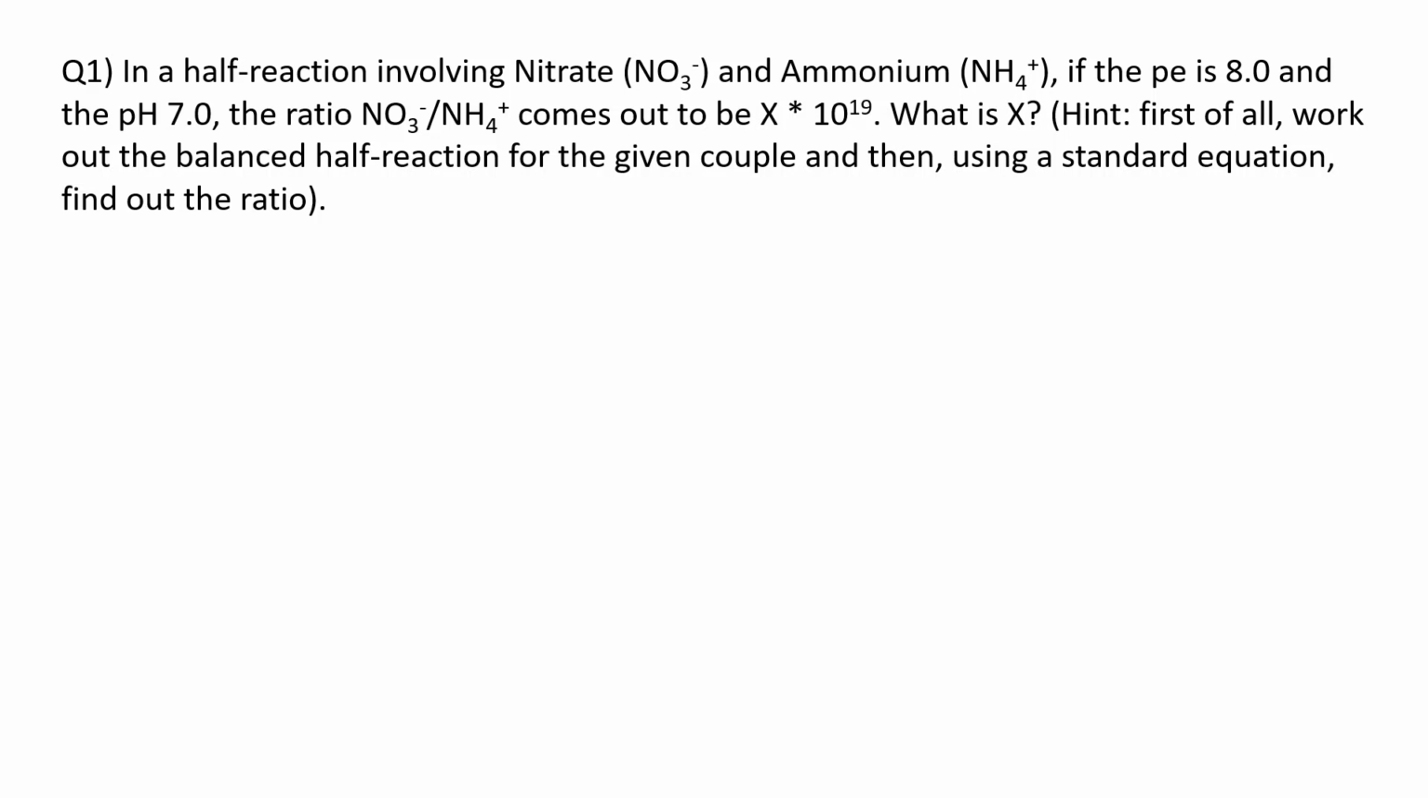So question number 1 is: in a half reaction involving nitrate and ammonium, if the pE is 8.0 and the pH is 7, the ratio of nitrate to ammonia comes out to be X times 10 raised to the power 19. So this is the ratio of nitrate versus ammonia. Here we can see nitrate is so much greater than the ammonium ion. What is X? We need to find out X. A hint is also given in this question: first of all, work out the balanced half reaction for the given couple and then, using the standard equation, find out the ratio.